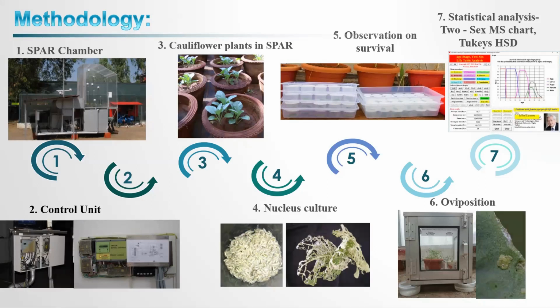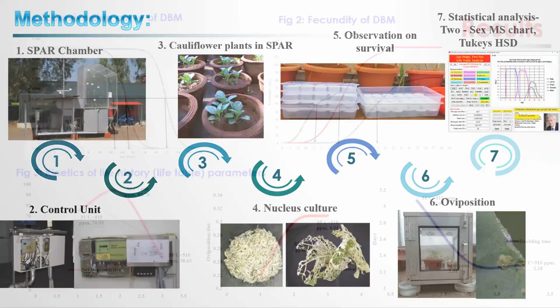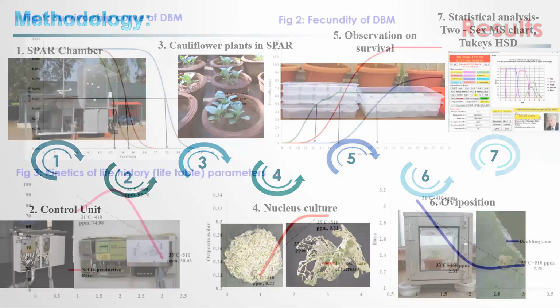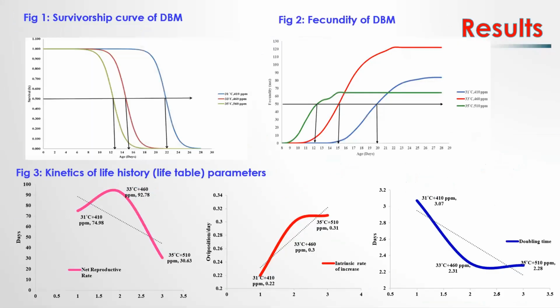And what we could find is that the survival of the diamondback moth has reduced when subjected to elevated temperature and carbon dioxide conditions. That is, at 33 degrees Celsius and 460 ppm, we could see a decline in the life expectancy. Plutella xylostella survived up to 28 days at ambient condition of 31 degrees Celsius and 414 ppm, while it reduced to about 18 days at 35 degrees Celsius and 560 ppm of carbon dioxide.